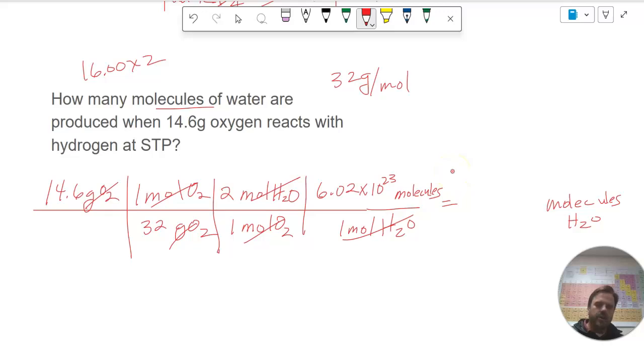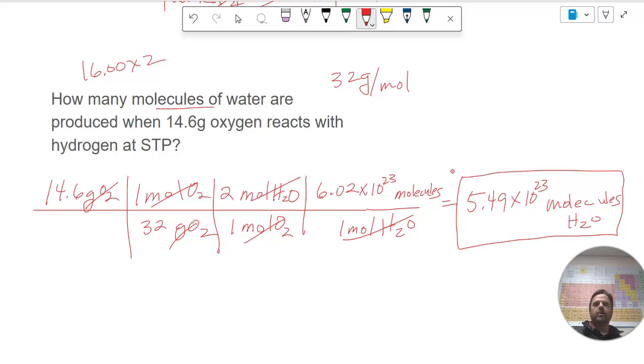And our answer comes out to 5.49 times 10 to the 23rd. So that is our answer. And hopefully that makes sense, that we're following the route that is required by the only routes that are available for our flights.